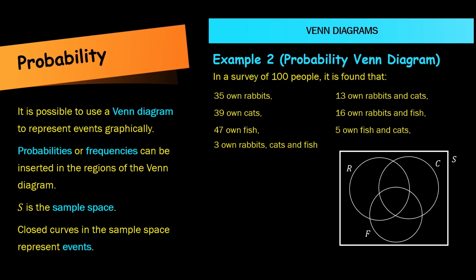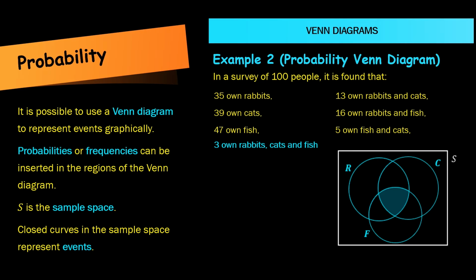So let's solve this. In a survey of 100 people, it is found that 35 own rabbits, 39 own cats, 47 own fish, 3 own rabbits, cats and fish, 13 own rabbits and cats, 16 own rabbits and fish, and 5 own fish and cats. We're going to draw a Venn diagram of this.